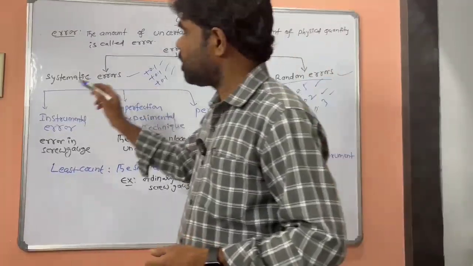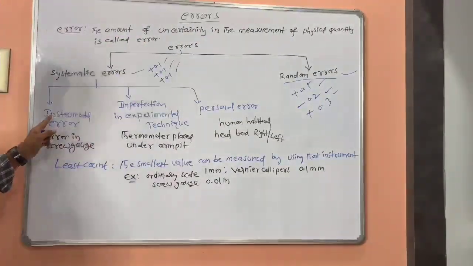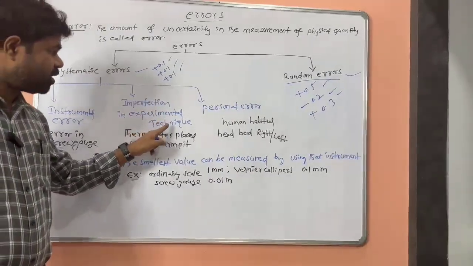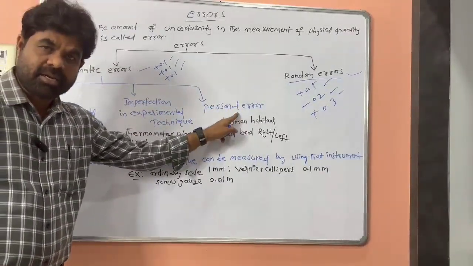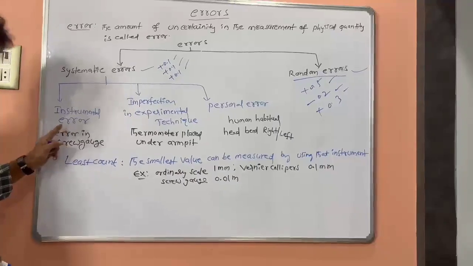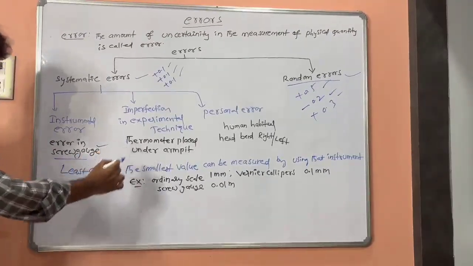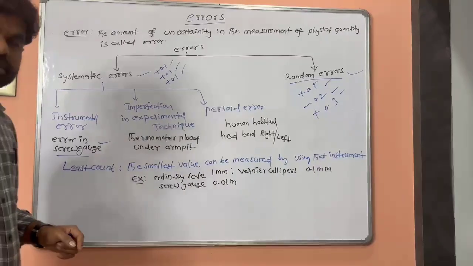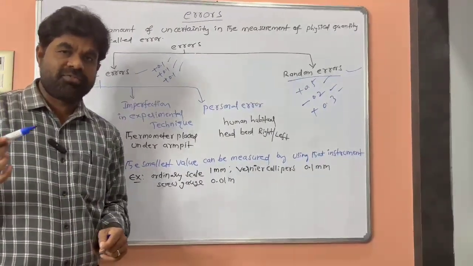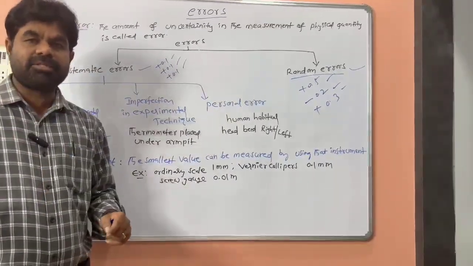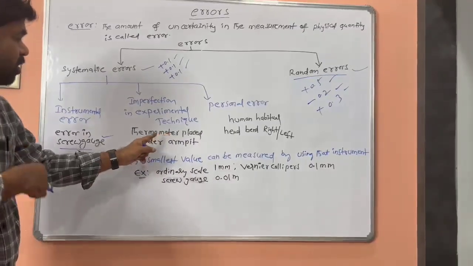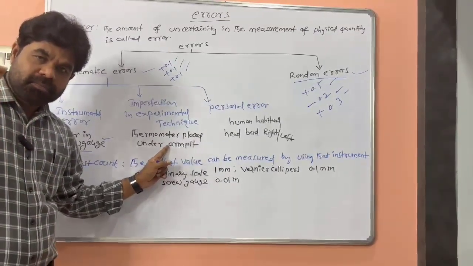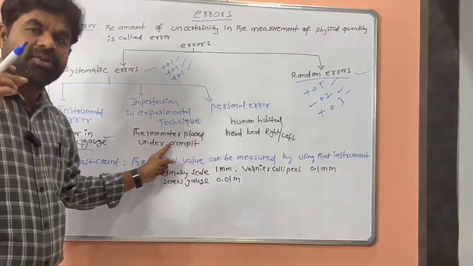Again, systematic errors are three types. The first one, instrumental error. Second, imperfection in experimental technique. Third one, personal error. What is the example of instrumental error? Error in the screw gauge. Imperfection in experimental technique. That means suppose to measure the temperature, a thermometer is placed under the armpit. So actually it shows less value compared to the real value.